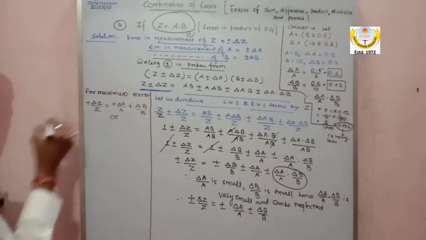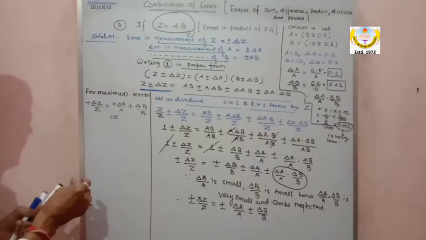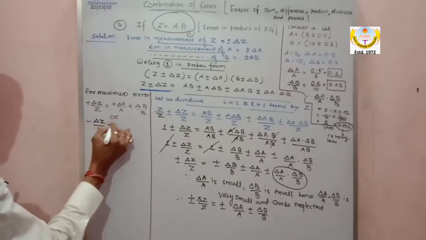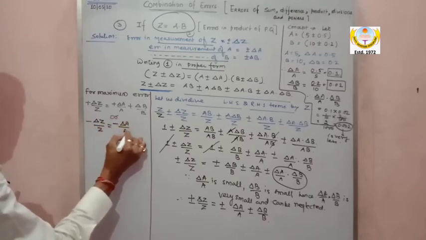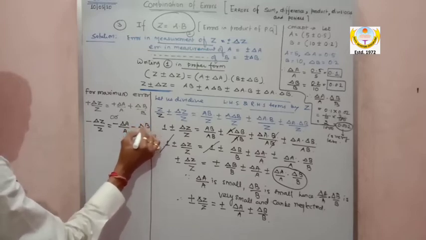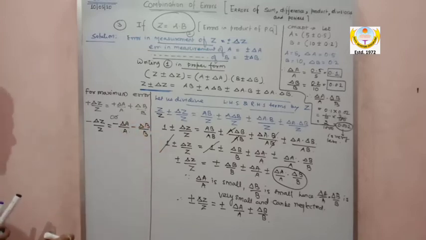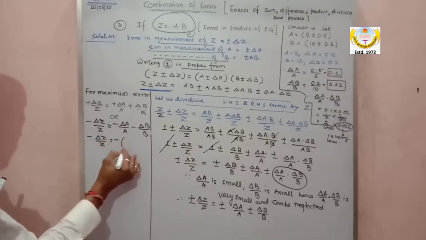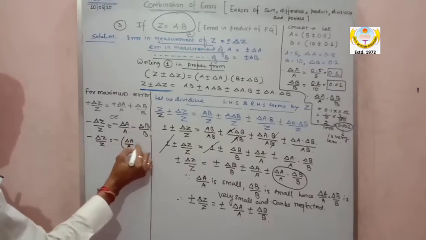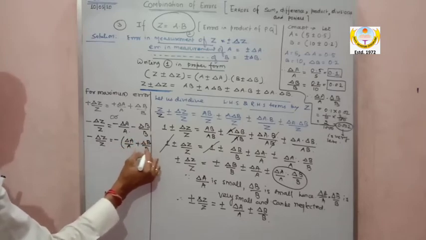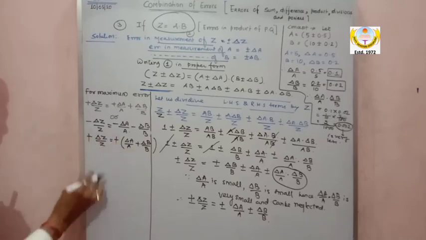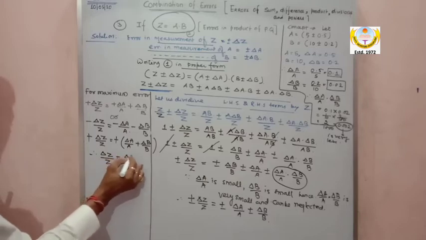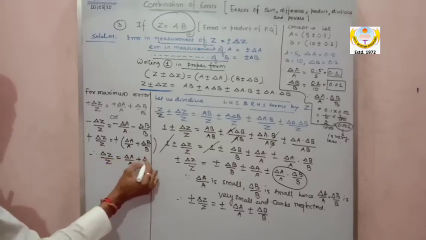or it can be written as, my dear, minus del Z by Z is equal to minus del A by A minus del B by B. But still, my dear, if you solve this, minus del Z by Z is equal to minus common, this is del A by A plus del B by B. Minus and minus once again cancel. Answer is what? Del Z by Z is equal to del A by A plus del B by B.